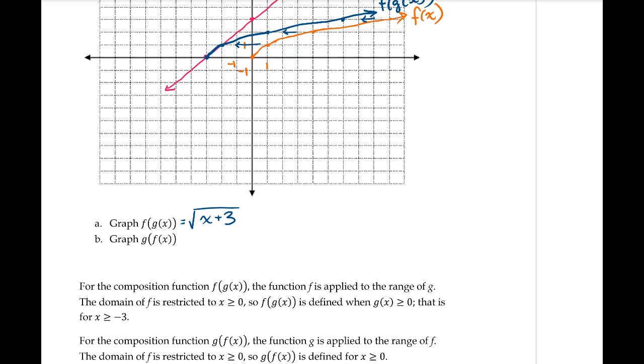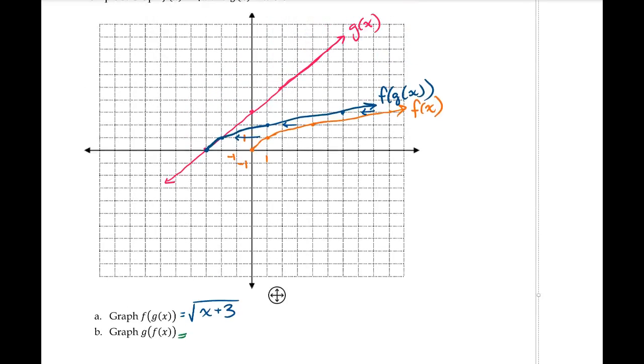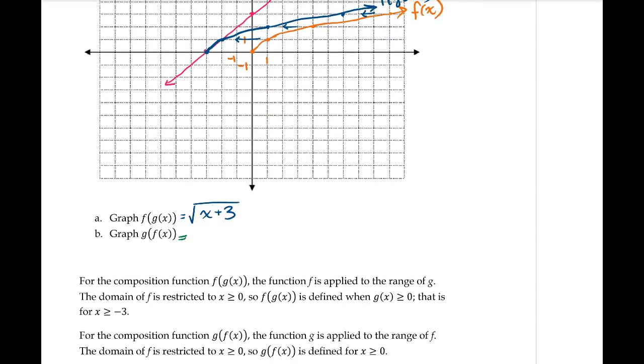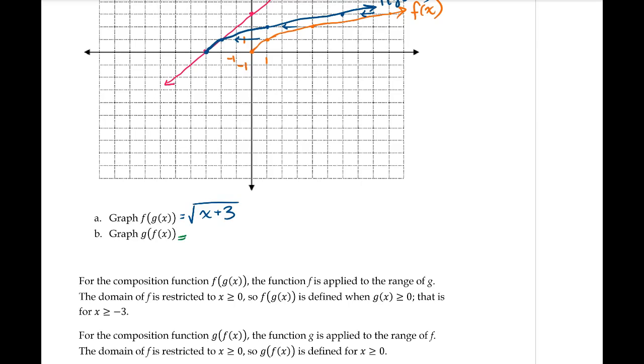There we go. So for my last one, I'm going to do the same thing, and I'm going to plug in f of x, the square root, into g of x. So it's going to change my equation a little bit, and now it's going to look like this. It's going to be the square root of x plus 3.